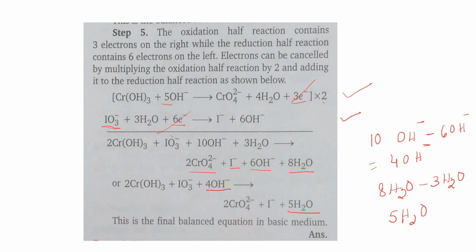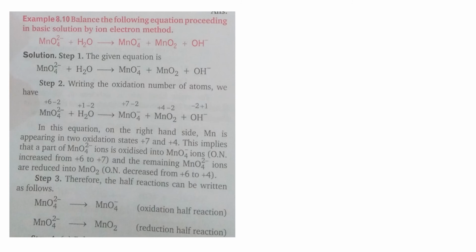So the overall balanced equation is 2CrOH whole 3 plus IO3 minus plus 4OH minus is giving you 2CrO4 2 minus plus I minus plus 5H2O. I hope you have understood. Next, again balance the following equation proceeding in basic medium by ion electron method.